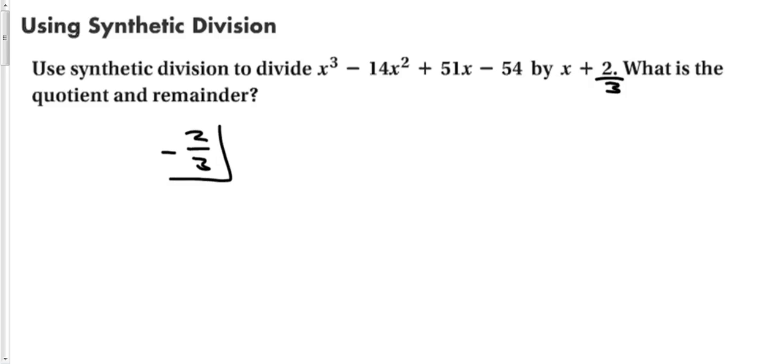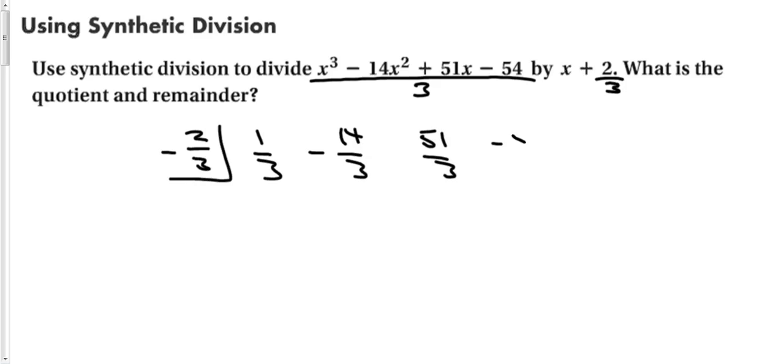That, number one, makes it more difficult. Number two, not only do I have to divide the factor by 3, but I also have to divide the entire polynomial by 3. So that would turn this into 1/3, -14/3, 51/3, and -54/3. Which definitely makes the problem a little bit more complicated.